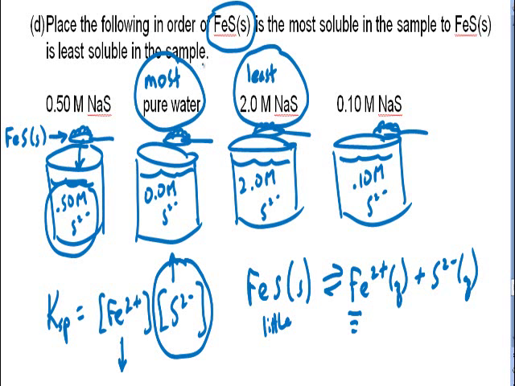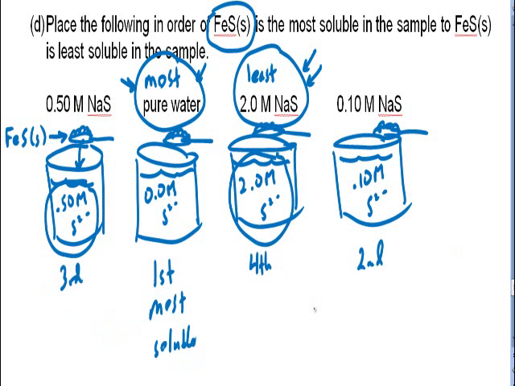Consequently, the iron sulfide will end up being most soluble in the pure water because the pure water lacks any additional sulfide ions. It'll be least soluble in the 2 molar sodium sulfide because the concentration of the sulfide ions is already 2 molar before adding any iron sulfide to the solution.